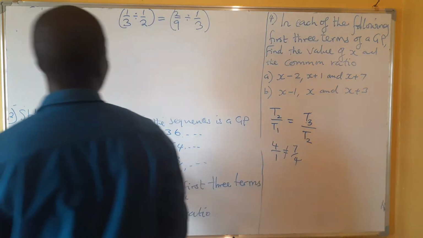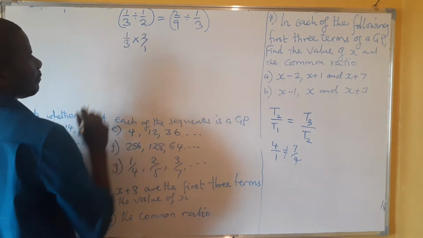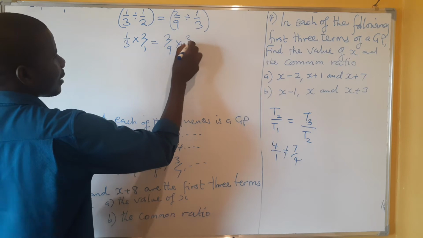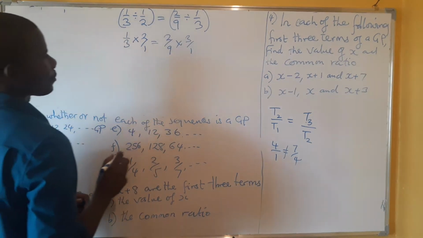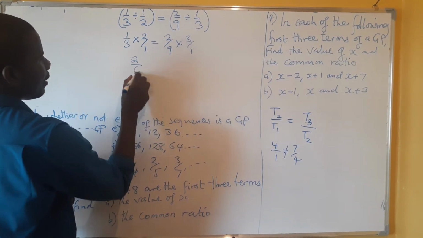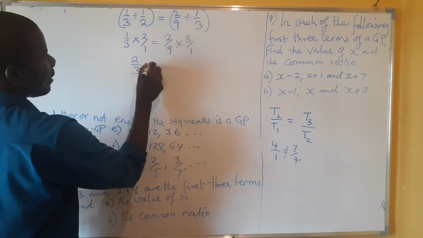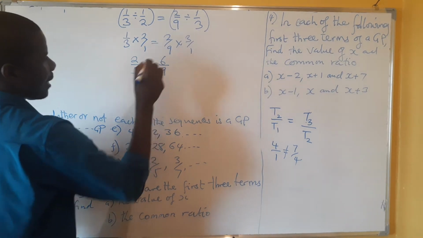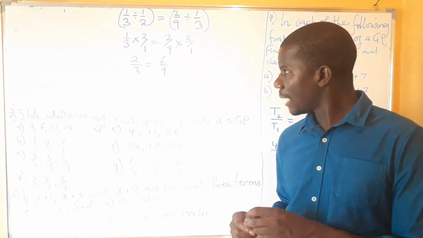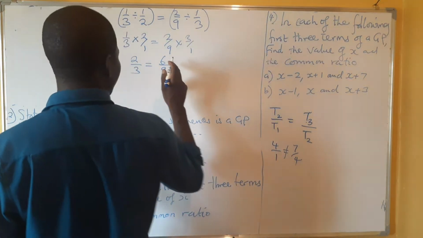All right. So we go on and simplify this. This is going to be 1 over 3 multiplied by 2 over 1, if you like, or you can just write it as 2 over 3. Then this is going to be 2 over 9 multiplied by 3 over 1. This is equal to 6 over 9. Now, when you look at these two, these are equivalent fractions.